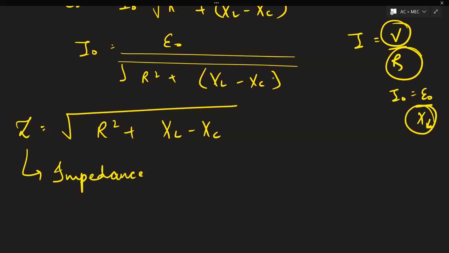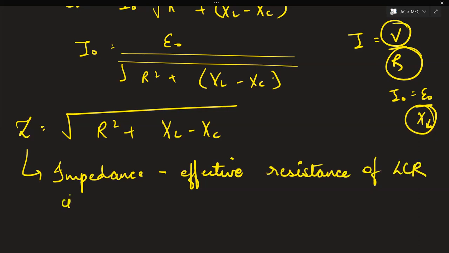Impedance is actually the effective resistance of the LCR circuit. XL was the effective resistance of the circuit containing only the inductor. R is the resistance of a circuit containing only a resistor. XC was the effective resistance of the circuit containing only a capacitor. And Z, impedance, is the effective resistance of the LCR circuit. This is what is meant by impedance.